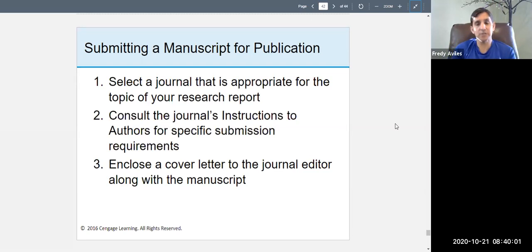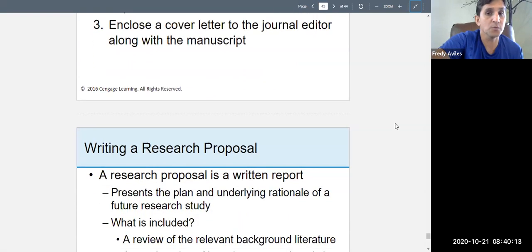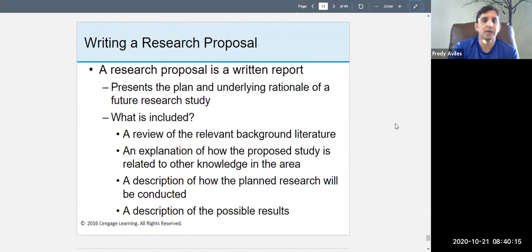Journals that are more prestigious have higher standards for publication. There are some that are easier to get your work published in, and some that are very difficult or almost impossible. Okay. There is also something else known as a research proposal.